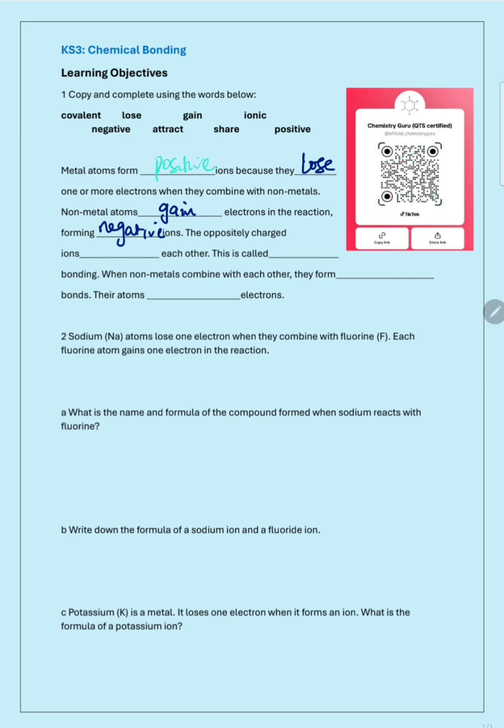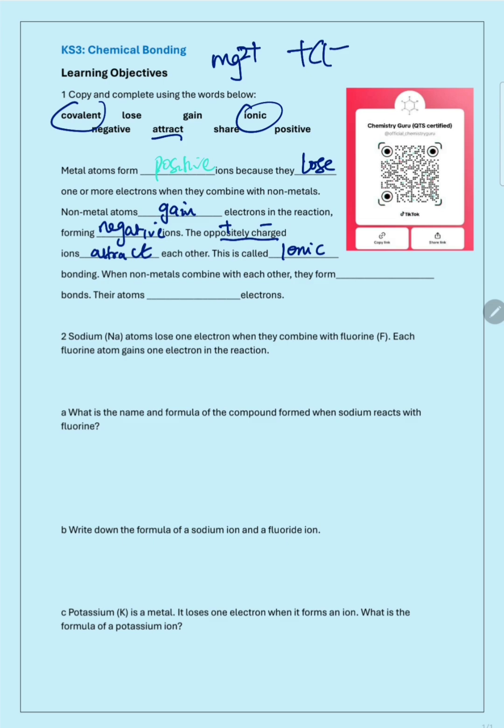The oppositely charged ions dash each other. So we're looking at the word attract. Positive ions always attract negative ions. So we have, for example, Mg2+, and then we have Cl-. They will tend to attract each other. So because we have oppositely charged ions, positive and negative, it's called a covalent bonding. Sorry, not covalent, ionic bonding, I mean. So I'm just going to correct it.